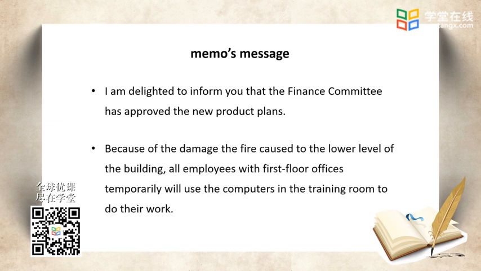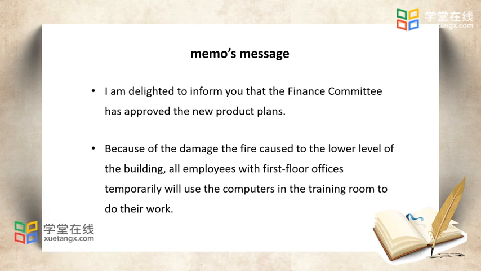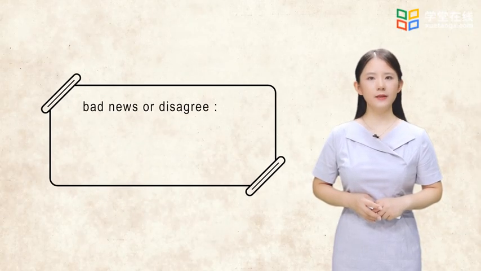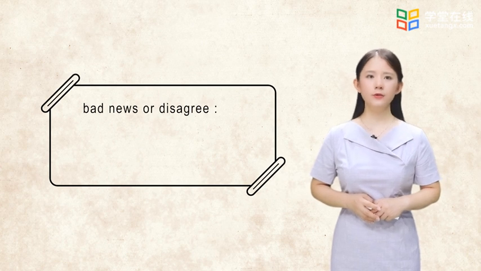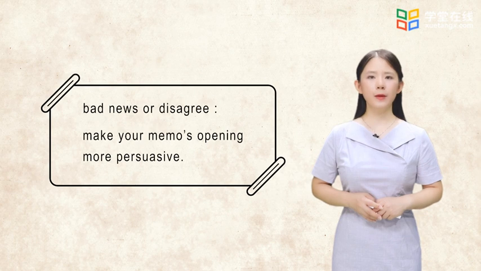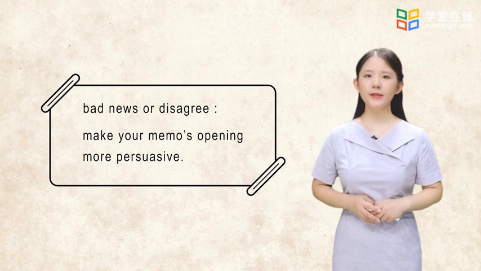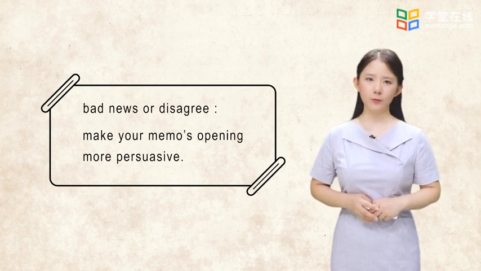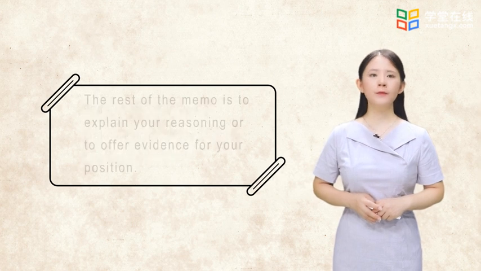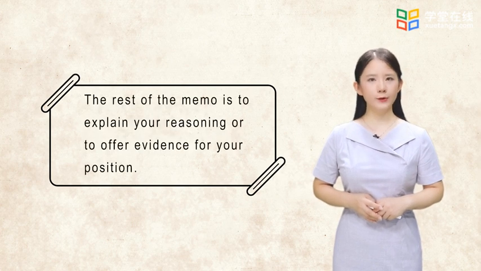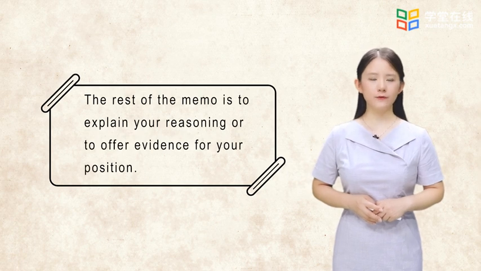Because of the damage the fire caused to the lower level of this building, all employees with first-floor offices will temporarily use the computers in the training room to do their work. However, if you are giving bad news or you disagree with your supervisor, you need to make your memo's opening more persuasive. It means that the main idea might not be directly mentioned, but expressed in a somewhat indirect manner. The rest of the memo is to explain your reasoning or to offer evidence for your position.